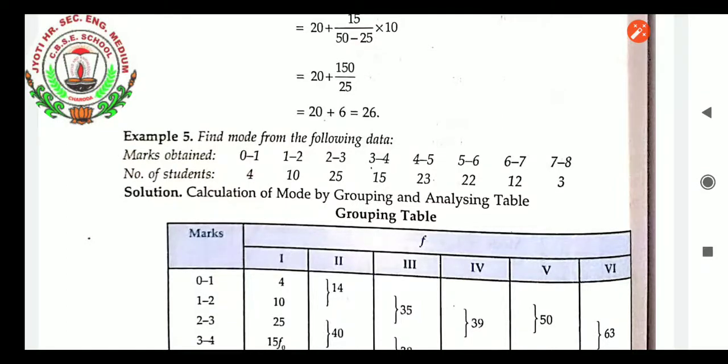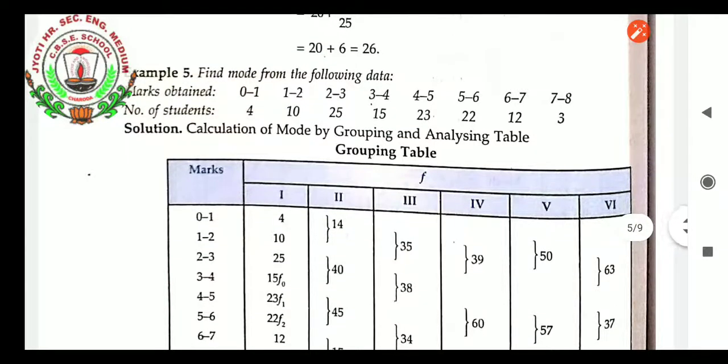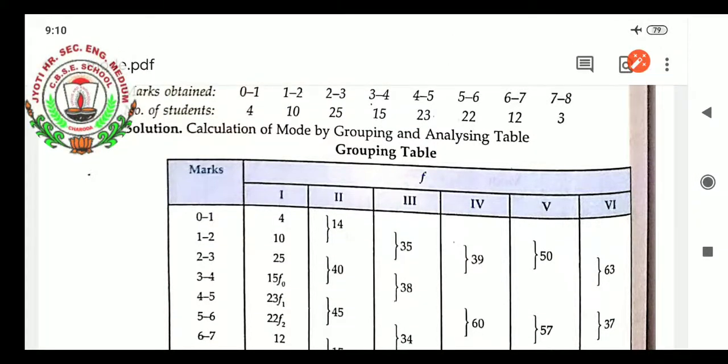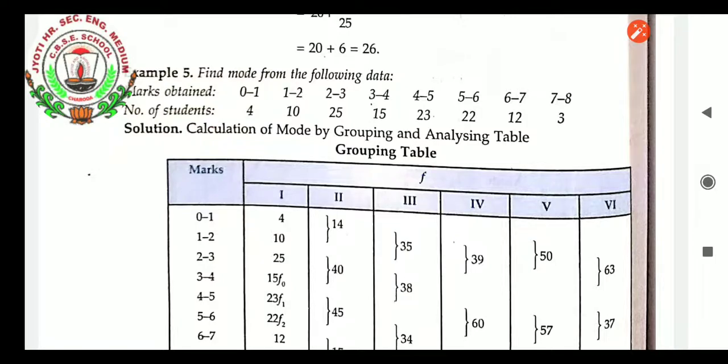Let us have one more time the grouping table and analysis table for our calculation. Find mode from the following data, students. It is given: marks obtained, number of students. 0 to 1, 1 to 2. Which series is it, inclusive or exclusive series? The answer is exclusive series itself. Nothing is there, the difference between every class is 1. No problem, no issue. A class interval can be like this.